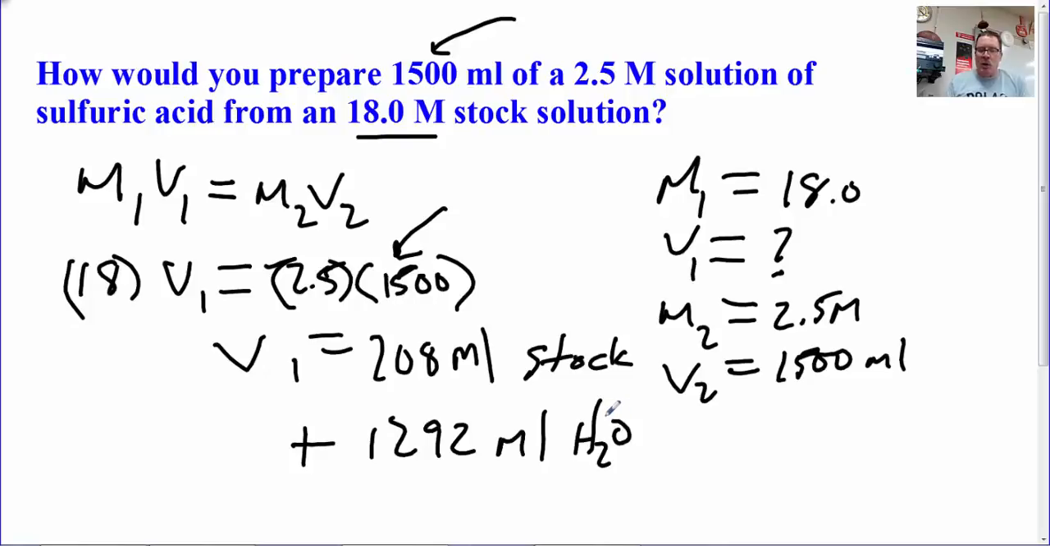So however you want to word it, you would say in your answer 208 milliliters of stock plus 1,292 milliliters of water, or added with 1,292 milliliters of water. But that's what I would do. I would head into the lab. I would pour out 208 milliliters of 18 molar stock solution in a graduated cylinder, pour it into a beaker, measure out 1,292 milliliters of water in a graduated cylinder, pour that into a beaker, and then I would have my solution and I would label it and we would be done.